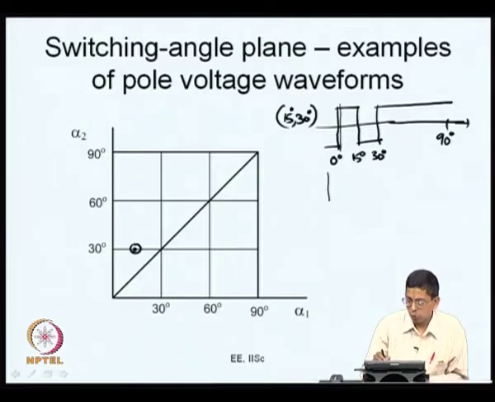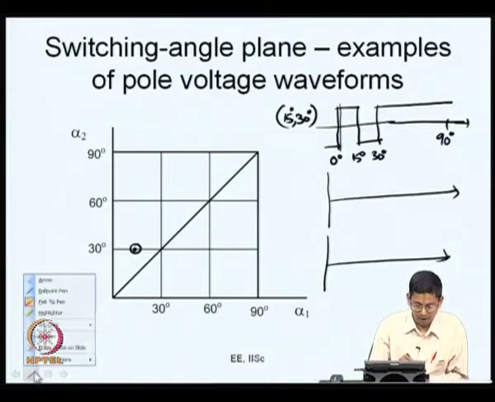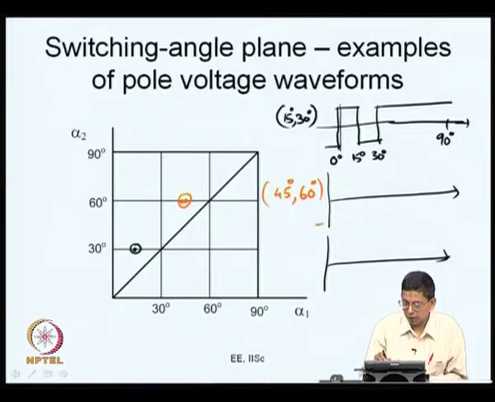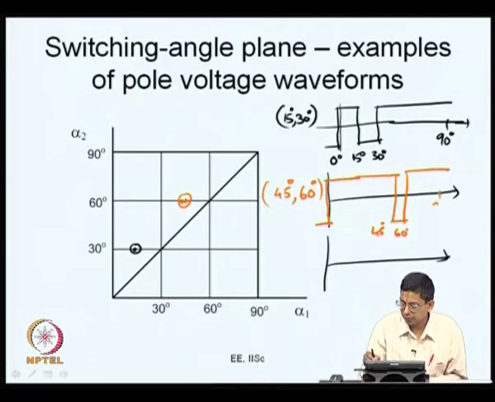So, let us just simply work out a few more such examples now. So, let me consider another point. This point let me say is here. This is 45 comma 60 degrees now. Alpha 1 is 45, alpha 2 is 60. So, what you have is it switches at 0 from low to high, and it is high, at alpha 1 is equal to 45 degrees it comes down, and alpha 2 is equal to 60 it goes high. This is 45, this is 60 and this is 90. This is how this waveform is going to look like.